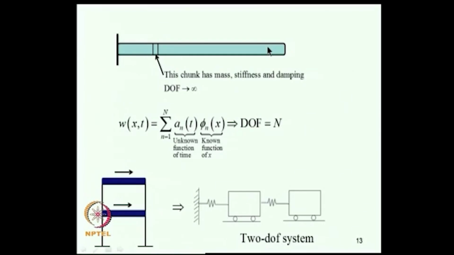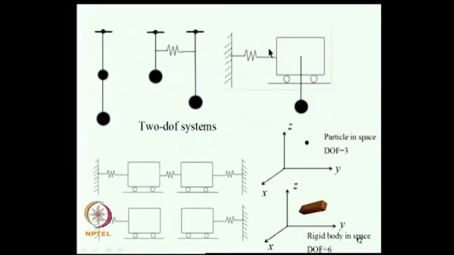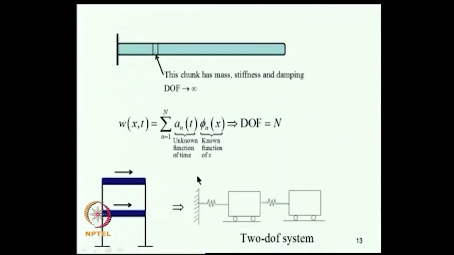They are typically governed by a set of partial differential equations, whereas this type of system is called a discrete multi-degree of freedom system, and they are governed by a set of ordinary differential equations, and they have finite degrees of freedom, whereas this type of system has infinite degrees of freedom.